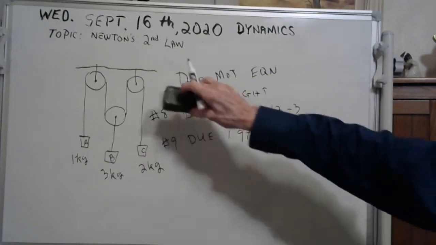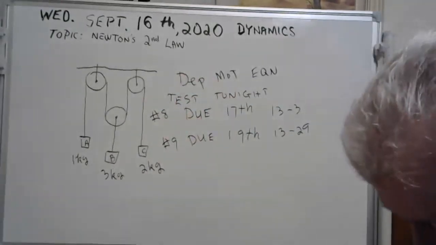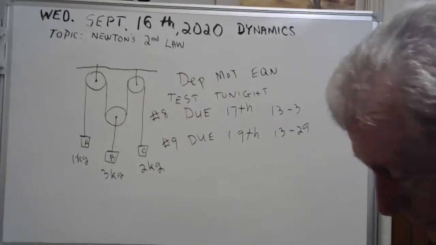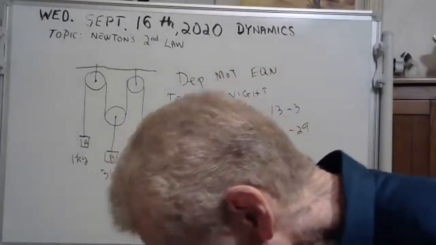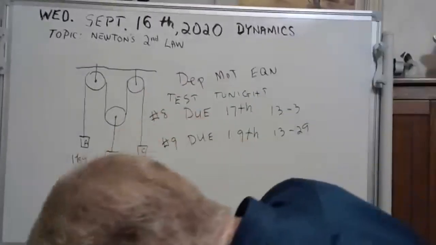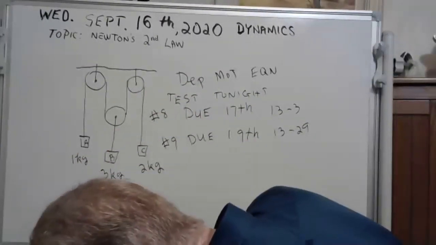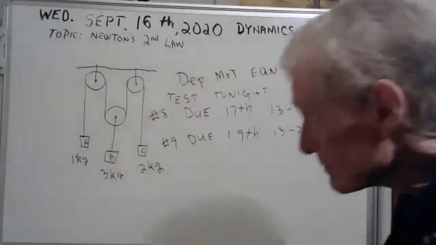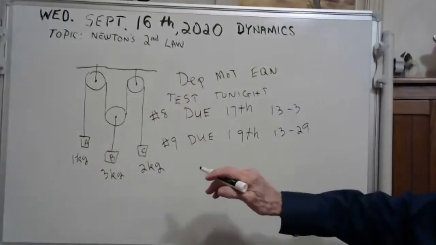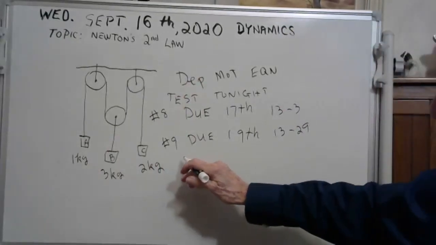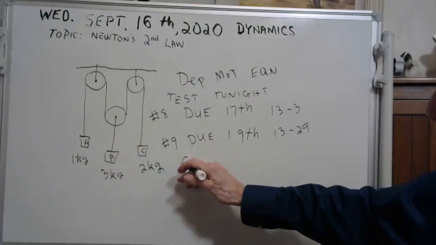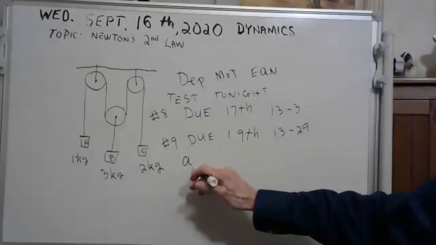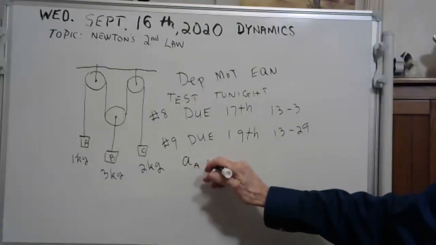Now, let's write the dependent motion equation. We may not have time to do this complete problem, but we can do what we can. I think it's going to look like this by the time you get your acceleration equation.